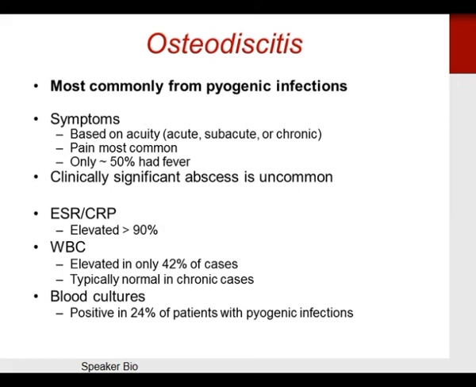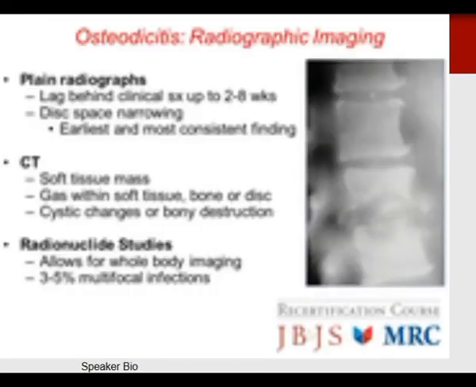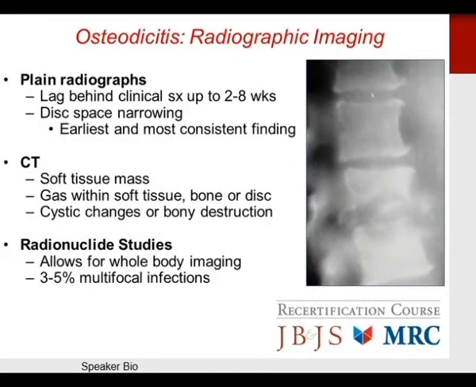Laboratory results with SED rate and CRP are frequently elevated, but in chronic cases, the white count can be normal. Blood cultures are typically negative and are only positive in 25% of cases. Radiographs can be normal or lag behind clinical symptoms. The earliest sign is typically disc space narrowing, and on this tomogram on the right, you'll see loss of the end plate. This can lag behind clinical symptoms by 2 to 8 weeks.